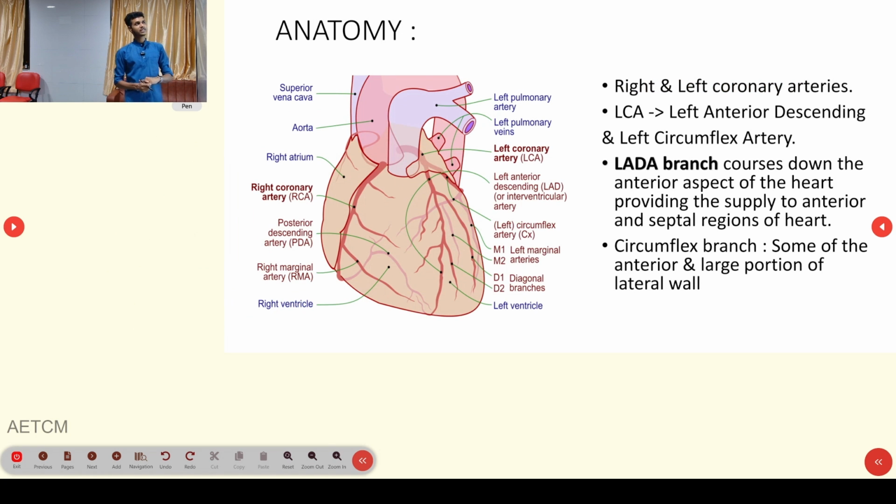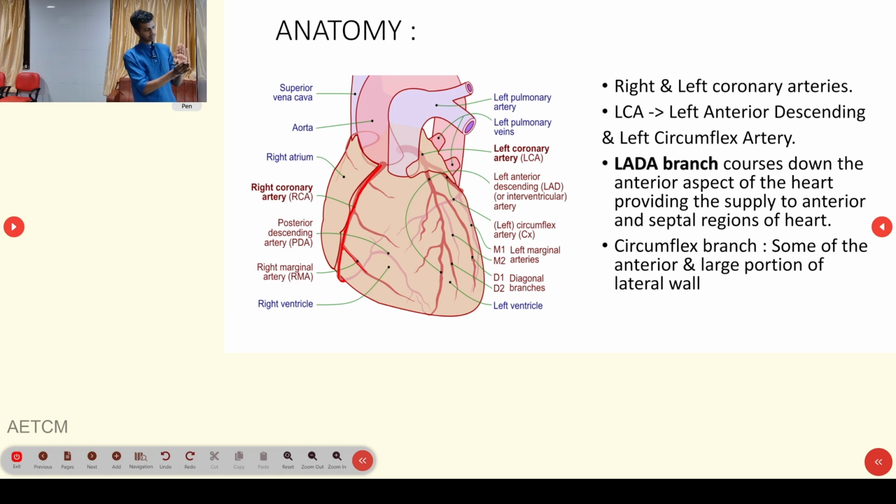This is the normal anatomy of the coronary vasculature. First we have two major branches, the right and left coronary arteries. Both originate from the root of the aorta. The right coronary artery has two major branches: this is the posterior descending artery, and this is the right side marginal artery.